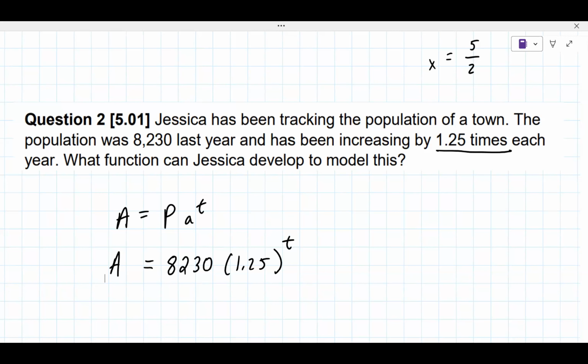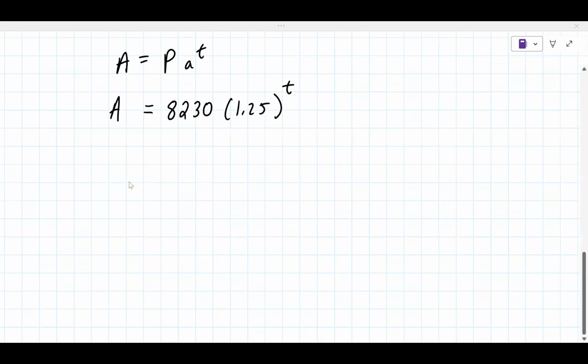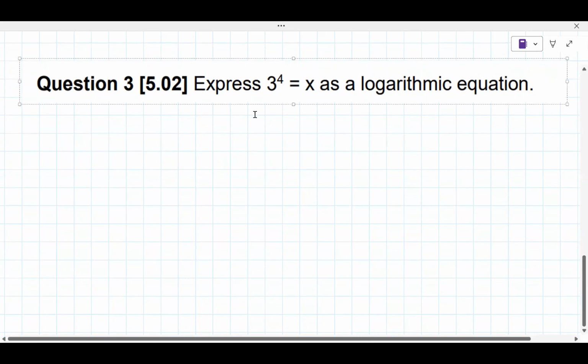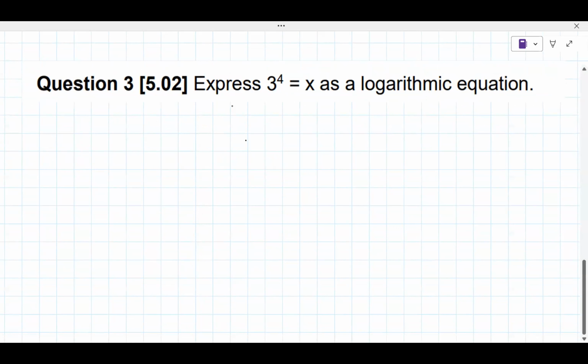All right, let's take a look at the next one here. Number 3.2. All right, so express 3 to the 4 as a logarithmic function. What that means is that you have to change this, and I basically have to give you the answer so you can see it. It becomes log base 3 of x equals 4.